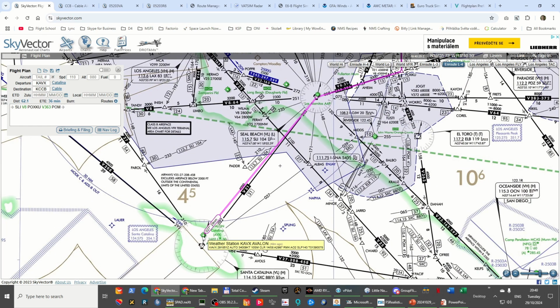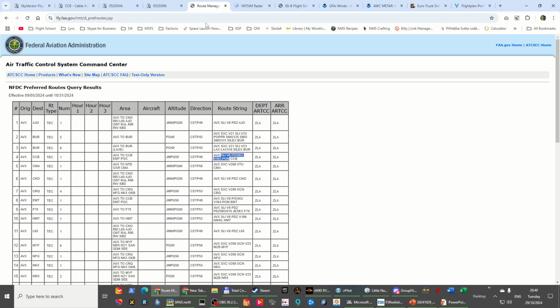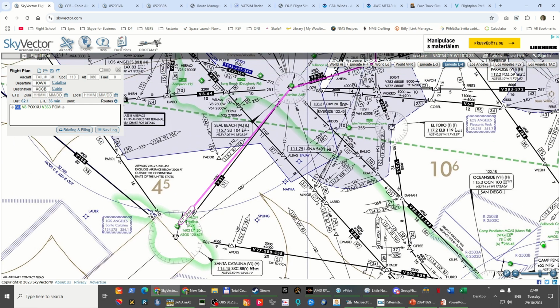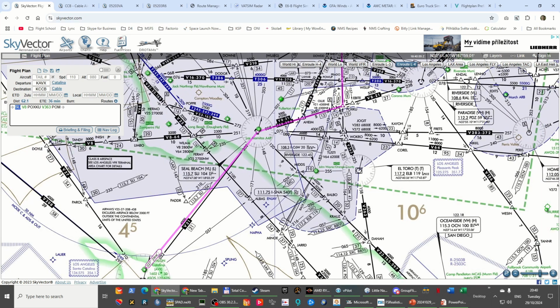Also, one thing that surprised me is that for this TEC route, our first point is Seal Beach VOR. And if I look, for example, for some others, then usually the first point is this one, which is not KAVX, it's the Santa Catalina VOR. So I would assume that since we are going here, maybe it would make more sense to start it from here. But anyway, that means that Victor 2.1 is officially not a part of it.